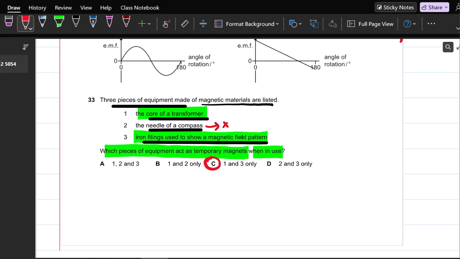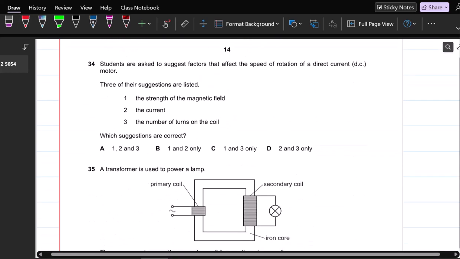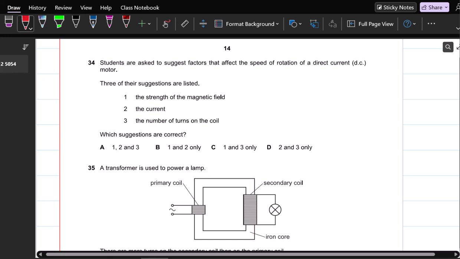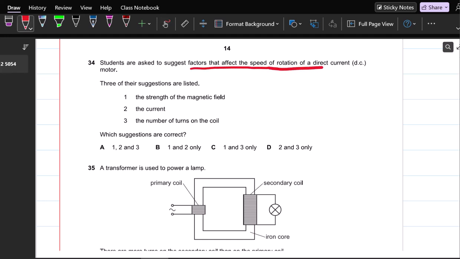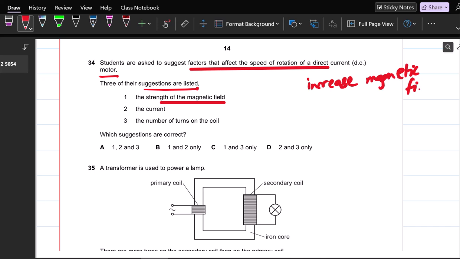So moving towards question next, question 34. Students are asked to suggest factors that affect the speed of rotation of DC motor. Three suggestions are listed. Increase the strength of magnetic field. So there are three options or four. Increase magnetic field. Stronger magnets. It means stronger magnet. You can use stronger magnet, or you can insert a bar magnet.